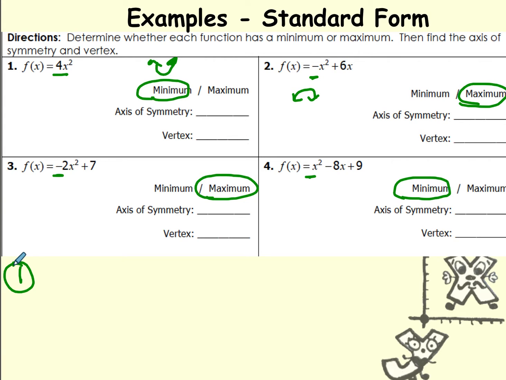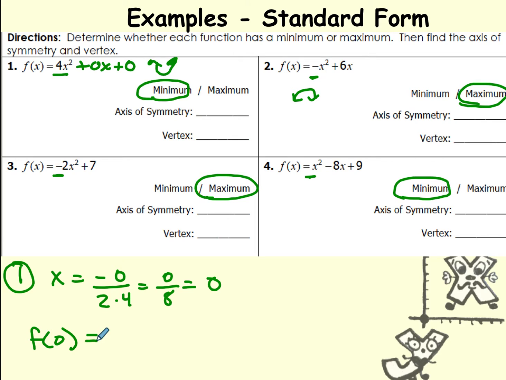So we have the x-coordinate is equal to the opposite of b, and in this case, I don't see anything, and that's because I'm adding 0x plus 0, which is why we only get 4x squared. So it's opposite of b, which is 0, over 2 times a, which gives me 0 over 8. 0 on the top is okay, which gives me 0. So now I'm going to do f of 0, and f of 0 would be 4 times 0 squared, which is 0. So the vertex is at (0, 0).